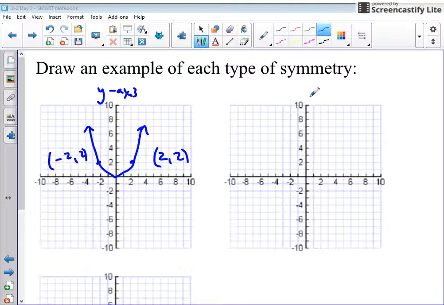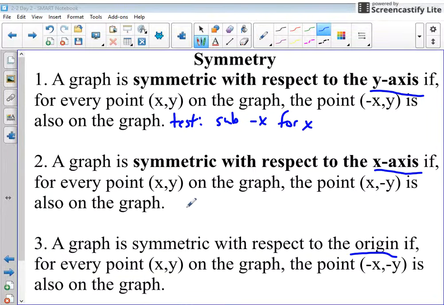The second type of symmetry is with respect to the x-axis. An example of that would be maybe a sideways parabola. So here we have a graph that looks kind of like this. If you look at this, I've got this coordinate here, which is 1, 1, and I've got the coordinate 1, -1, where opposite y values have the same x values. So the test that you can use for symmetry with respect to the x-axis is to substitute a -y for the positive y.